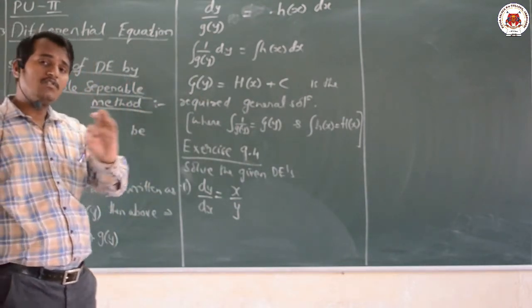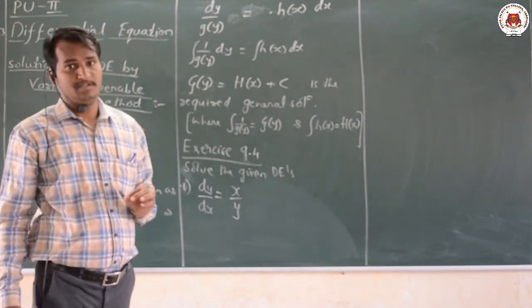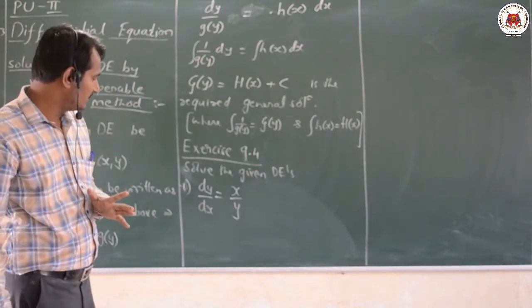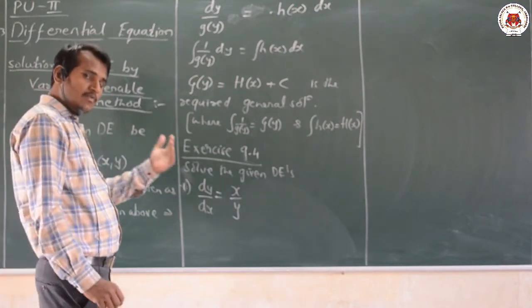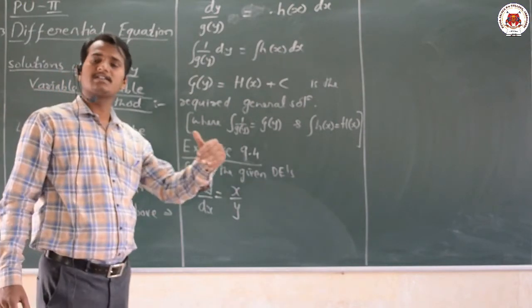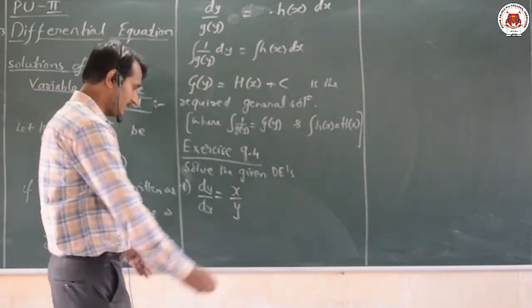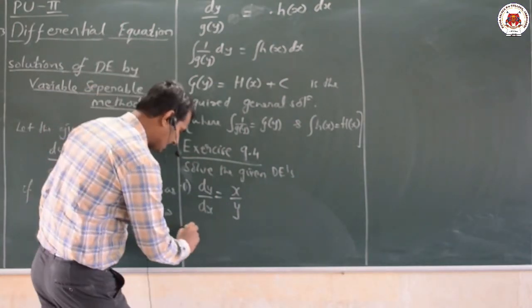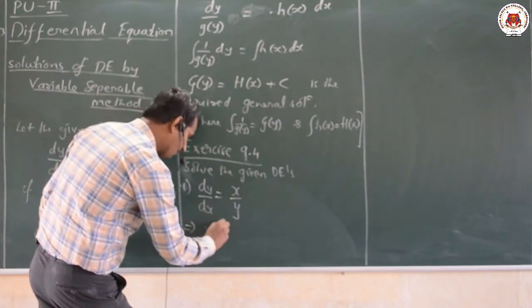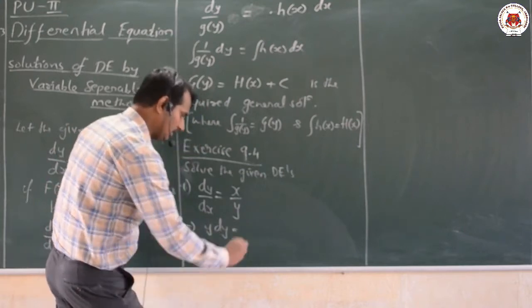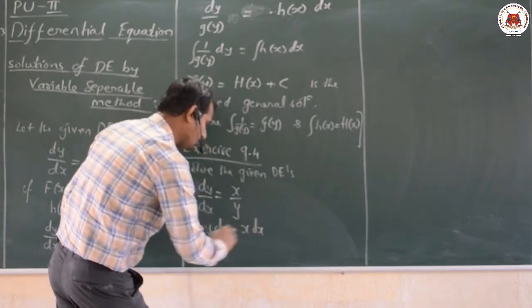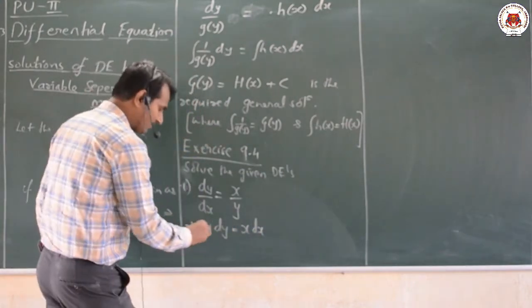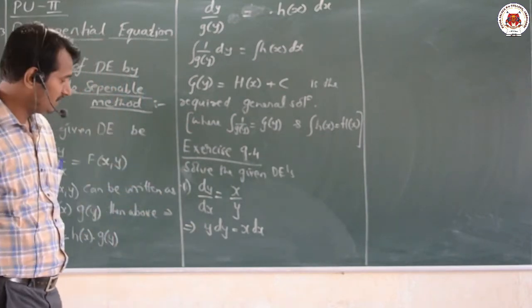Here, how to solve? Separate into variable separable form. Variable separable form means all the dy's or y at one particular side, and all the x and dx at one particular side. So here we can observe that if I cross multiply, y into dy equal to x into dx we will have.